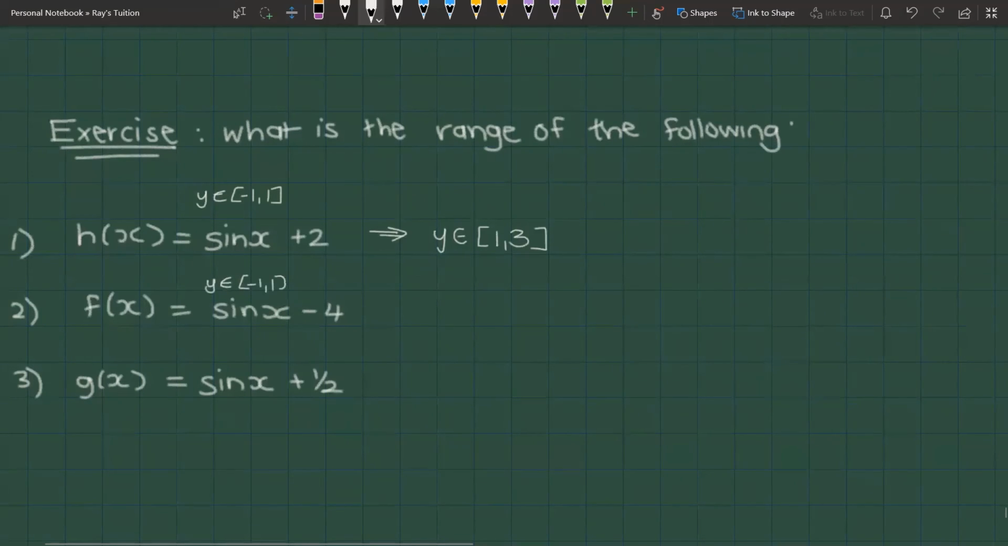For the second one, once again, we're starting with the normal range of a sine graph, which is between -1 and 1, and we're subtracting 4. So this here is y is an element from -5 to -3.